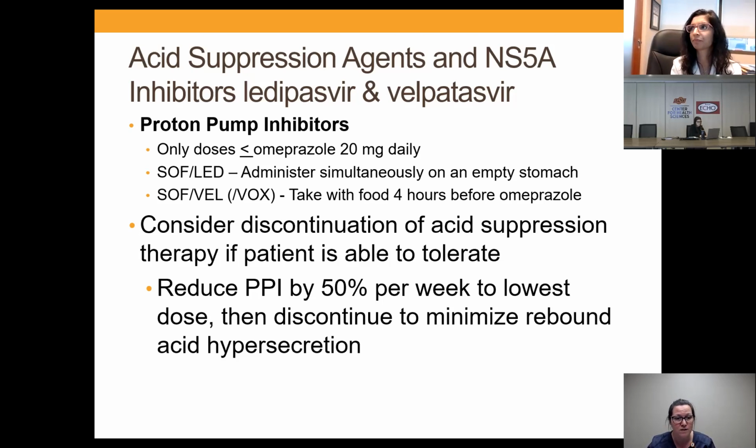So if we do want to try to discontinue that therapy, then the recommendation is to reduce their PPI dose by 50% a week and then down to their lowest dose. That way you're going to have less chance for rebound hypersecretion, because if you just stop those PPIs, especially those higher dose ones, people are not going to like it and they're going to want to go back onto the PPI.